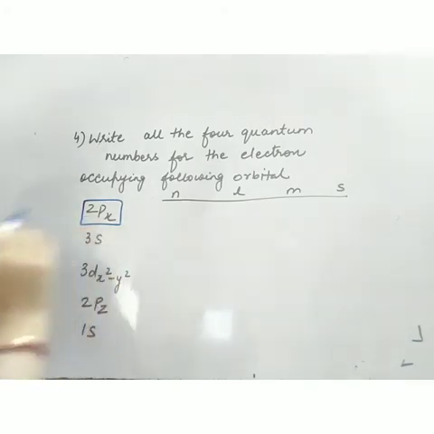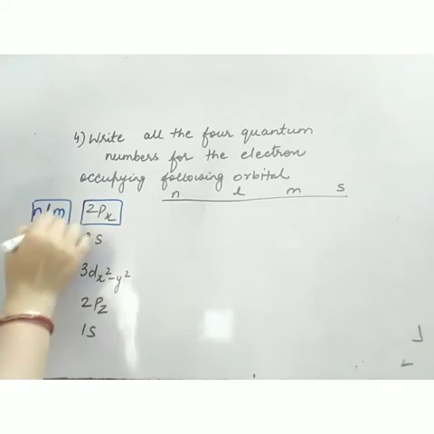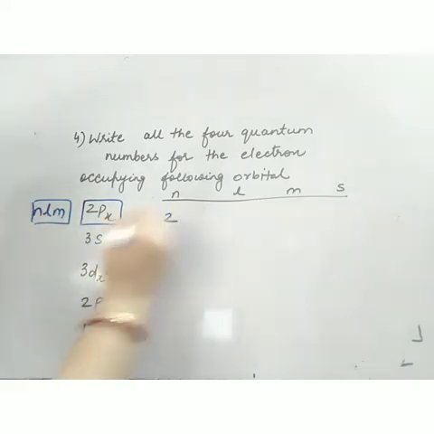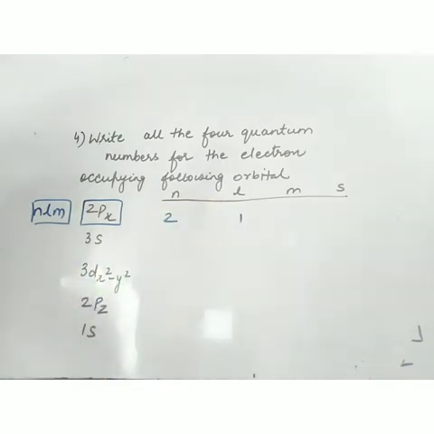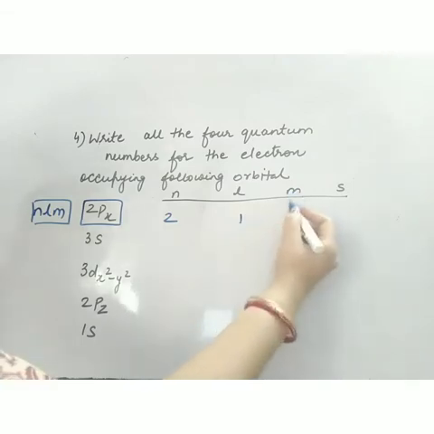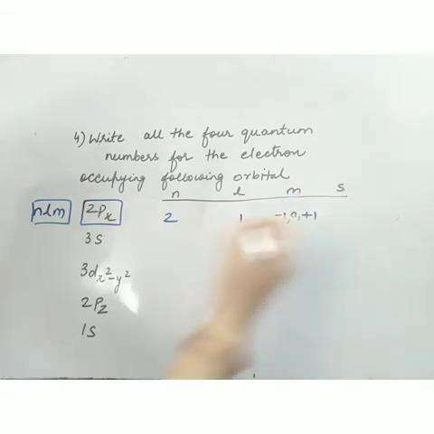Now for 2px, I told you what the designation order is. It is NLM. This is the way we write the orbital. So n is 2. Now for p, L is always 1. Now what is the value of m? If L is 1, m can have the values of minus 1, 0 and plus 1.